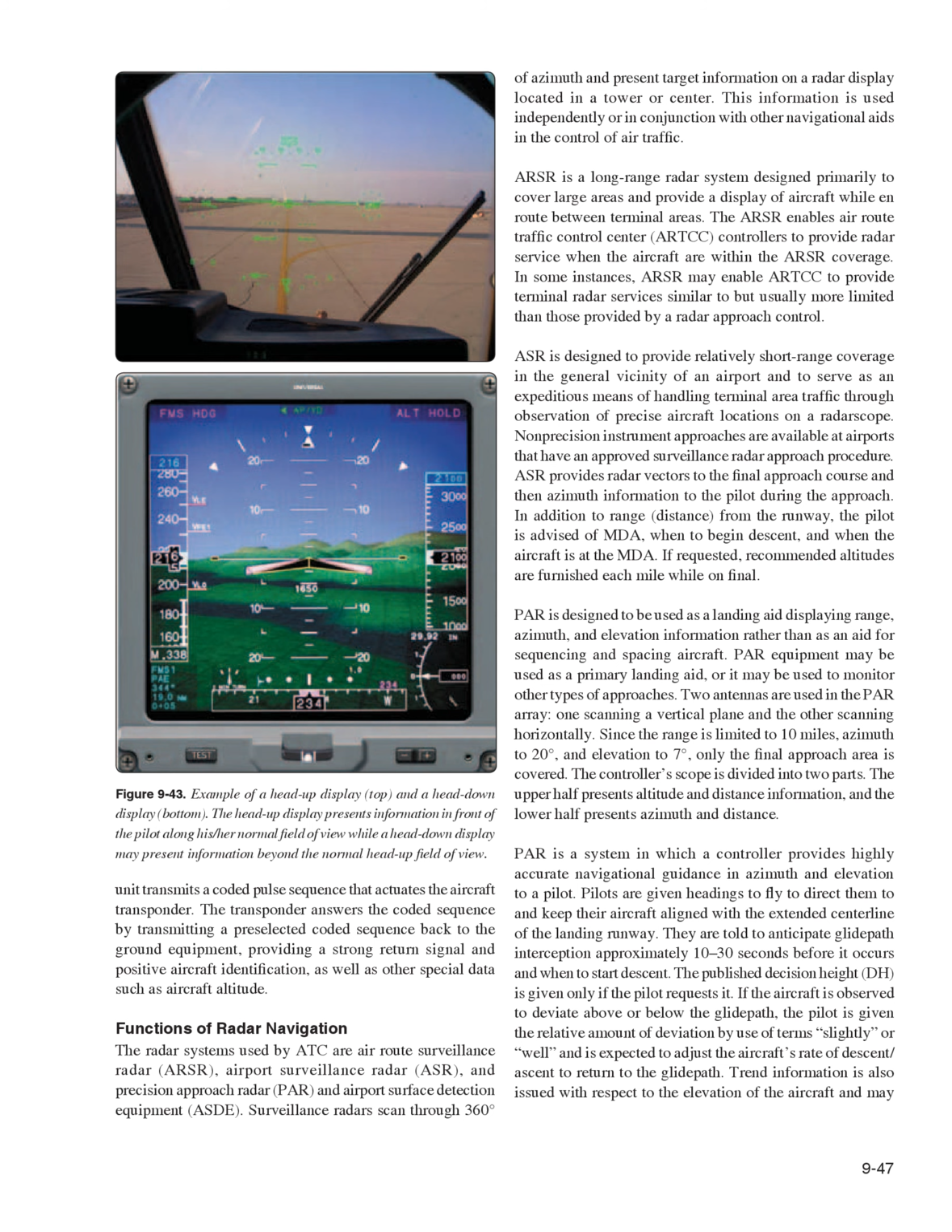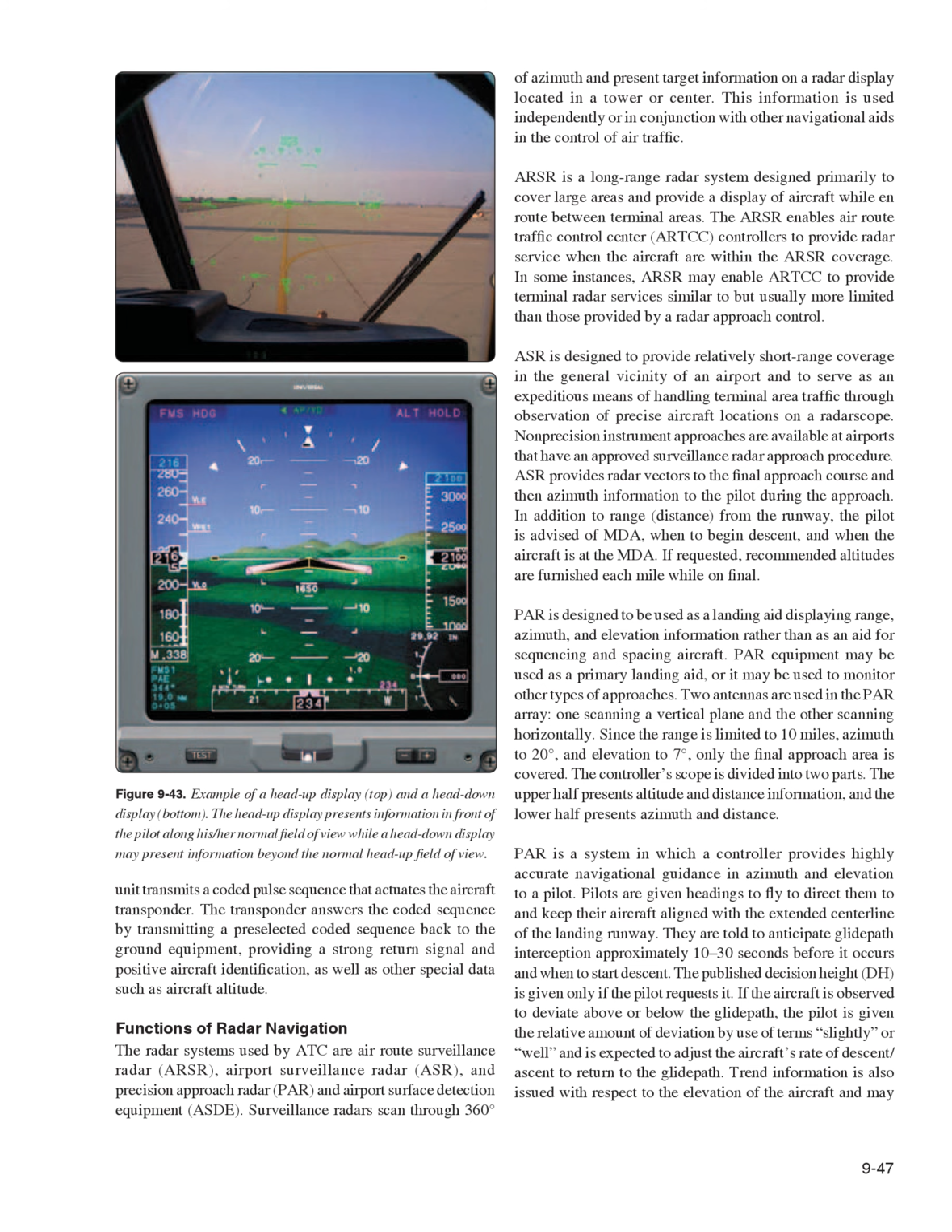PAR is a system in which a controller provides highly accurate navigational guidance in azimuth and elevation to a pilot. Pilots are given headings to fly to direct them to and keep their aircraft aligned with the extended centerline of the landing runway. They are told to anticipate glide path interception approximately 10 to 30 seconds before it occurs and when to start descent. The published decision height (DH) is given only if the pilot requests it.